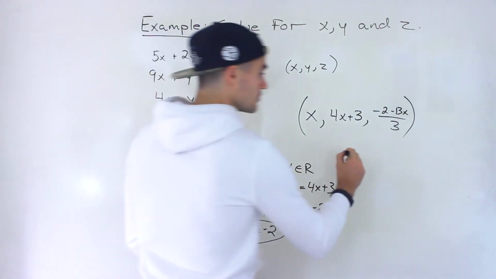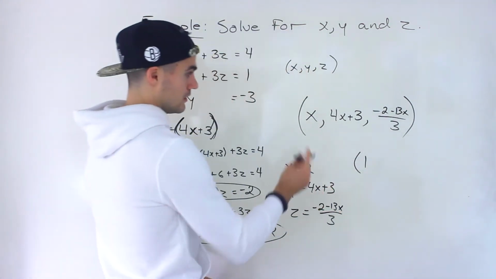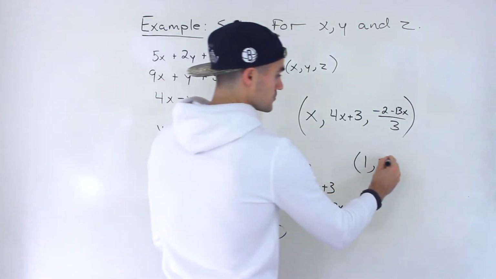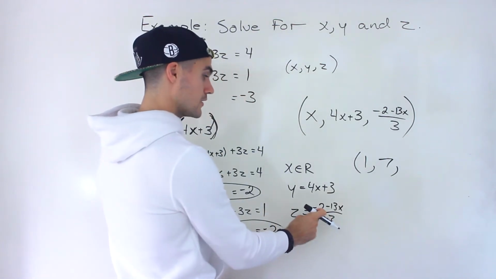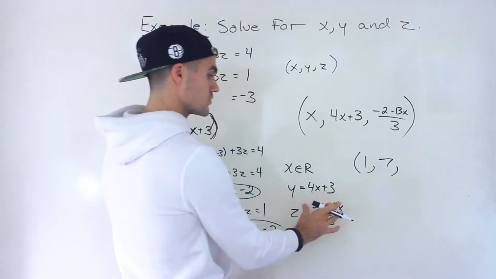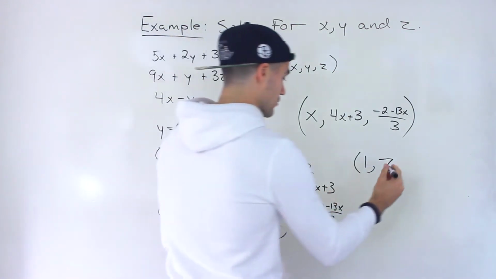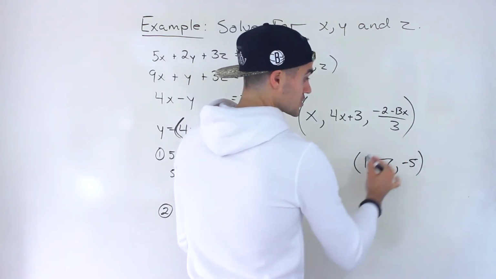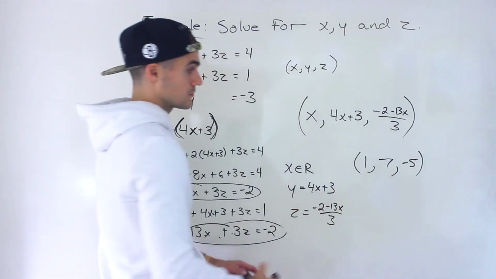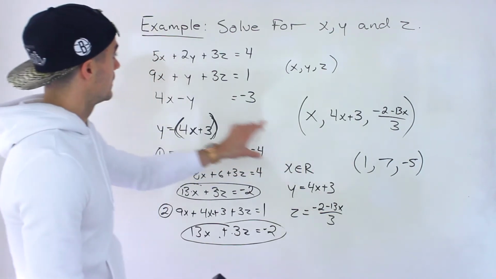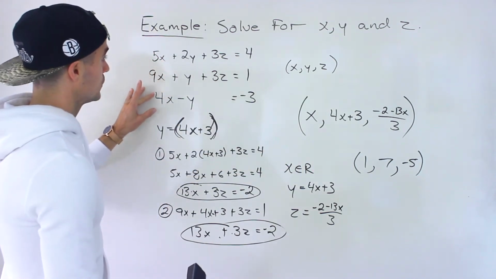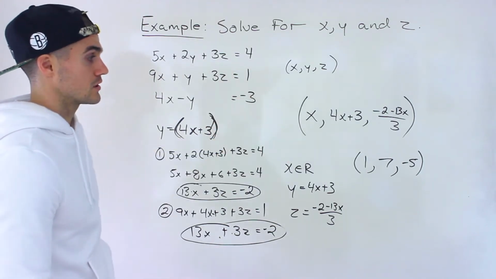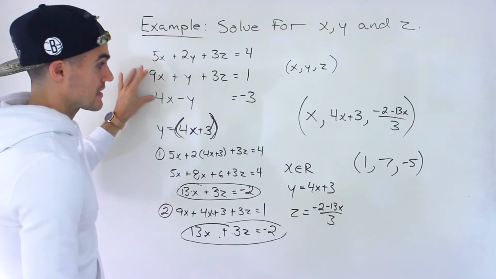So for example, let's say we picked 1 for the x value. Then the corresponding y value would be 4 times 1 plus 3, which would be 7. Then the corresponding z value would be negative 2 minus 13 times 1, which would give us negative 15, divided by 3 would give us negative 5. So that would be one of the solutions for this system. And you could test this out. If you took this and plugged it in for each of these, you would notice that the left side would indeed equal the right side. That solution would pan out here. That's how you could check these solutions.